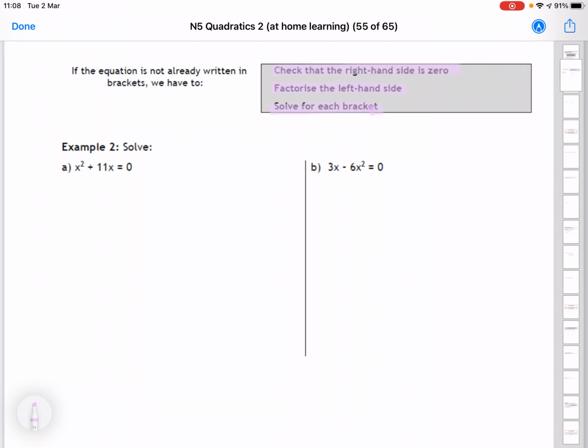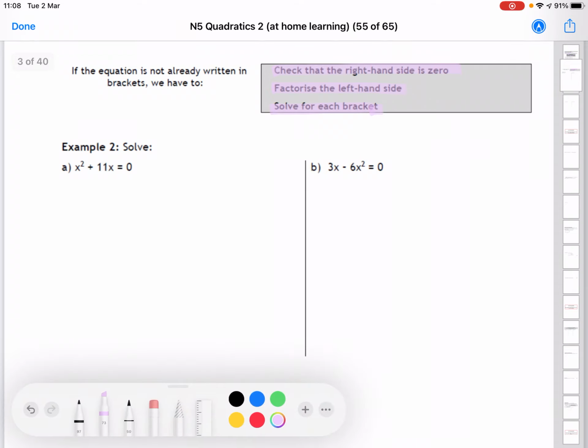For example 2, we have quite a lot of different examples to go through, which will cover a range of different factorising styles of questions. So you'll get a good recap here of all your factorising skills as well. For example A, we have x squared plus 11x equals 0. If you remember, when we do factorising, we always look first of all for our highest common factor. If there is one, you take that out.